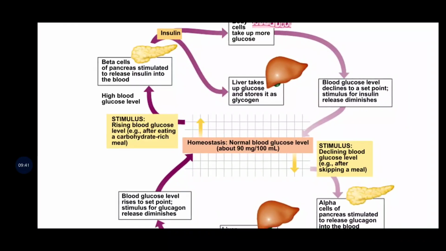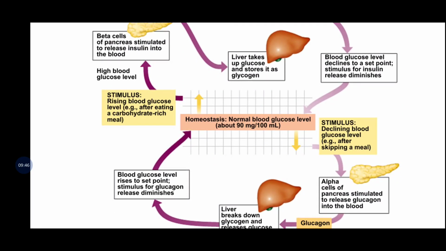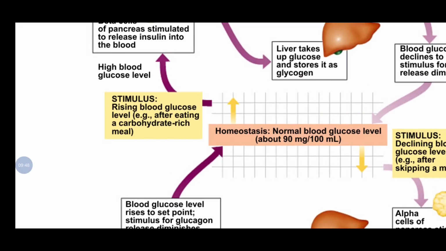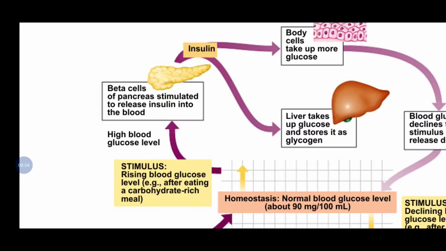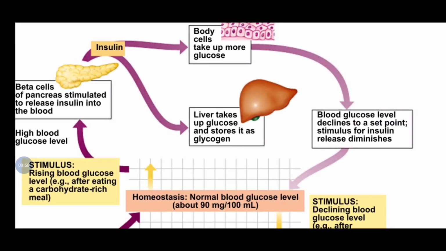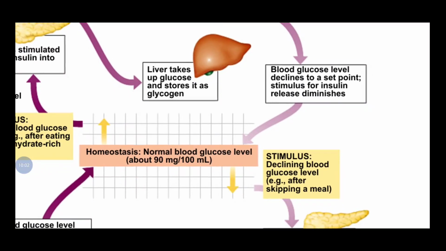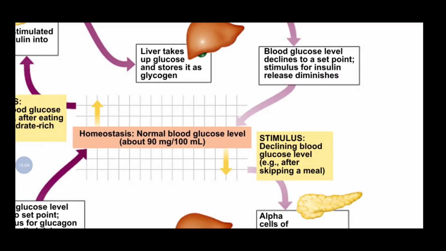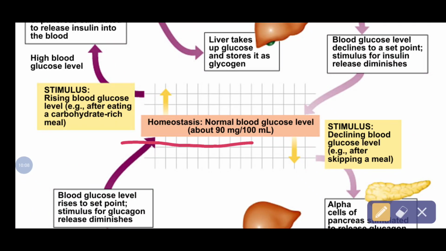So if we talk about glucose homeostasis, as you can see, in the middle there is homeostasis. The stimulus is a rising blood glucose level. The high blood glucose level will stimulate the beta cells, insulin is secreted, body cells take up more glucose, the liver will take up glucose and store it as glycogen, and then the blood glucose level will decline to a set point, and homeostasis is achieved.